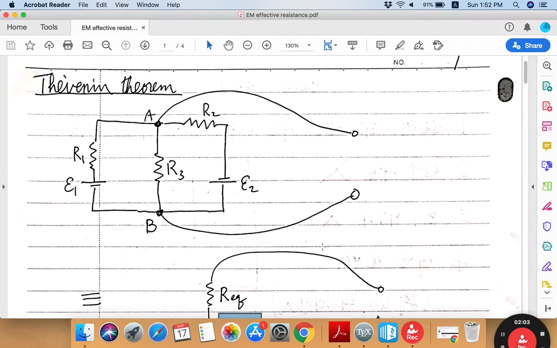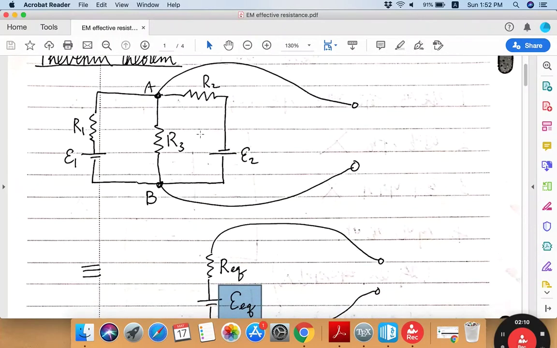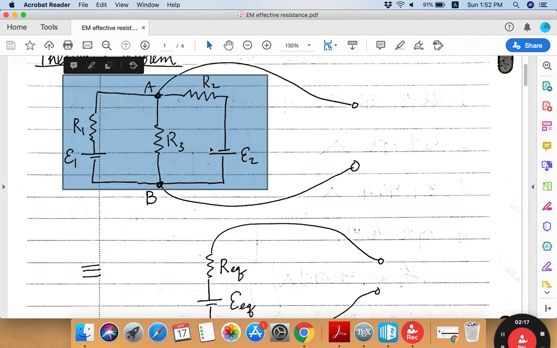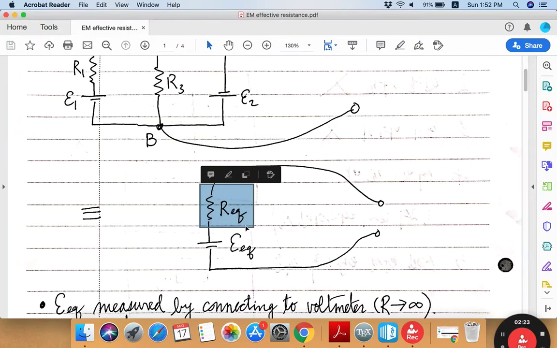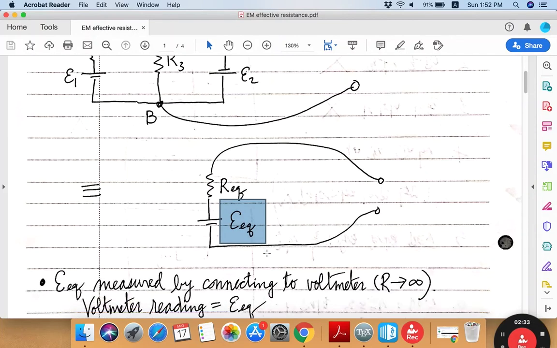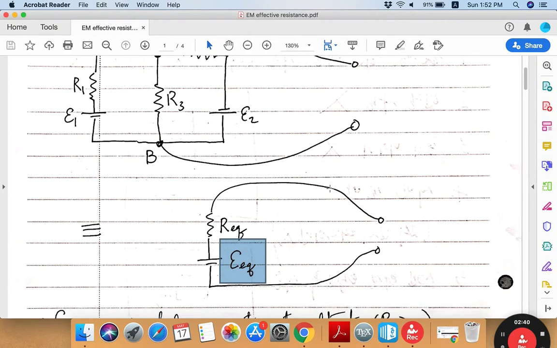And what the theorem says is that yes, it's possible that all of this complex set of numbers, E1, E2, and R1, R2, R3, can be summed up in terms of a single effective resistance R and a single effective voltage E. I'm not going to go through the proof right now, but instead talk about how one can actually measure these two quantities, equivalent resistance and equivalent voltage, if you were an experimentalist.